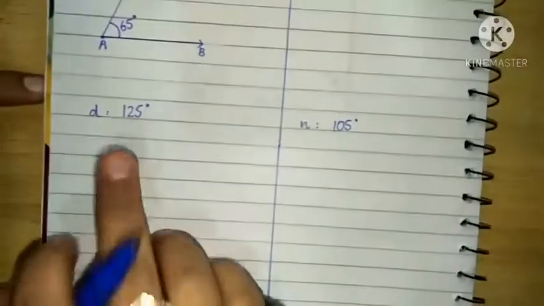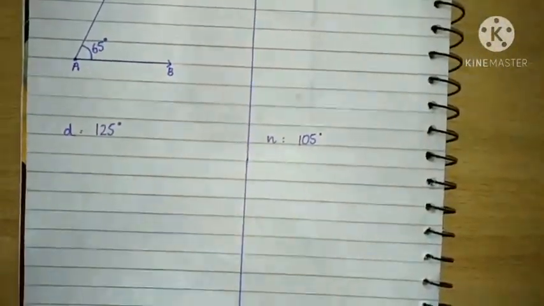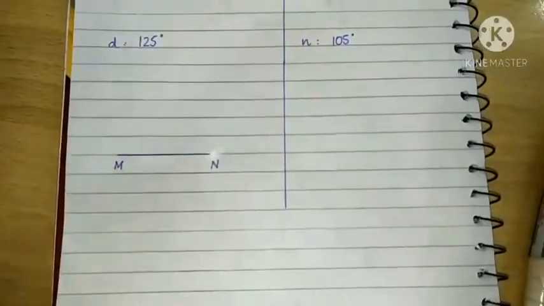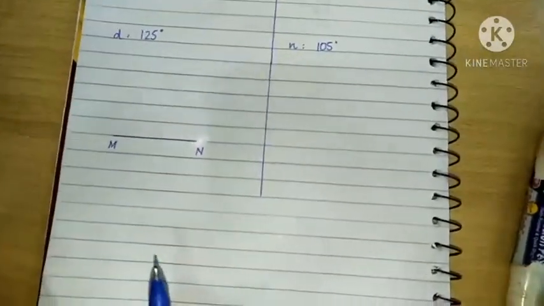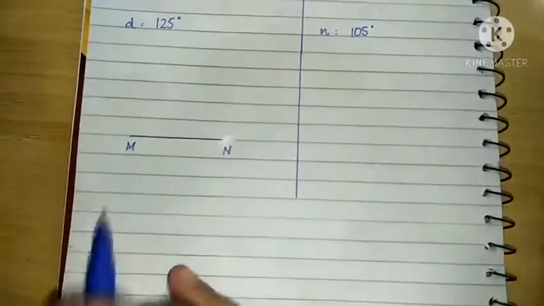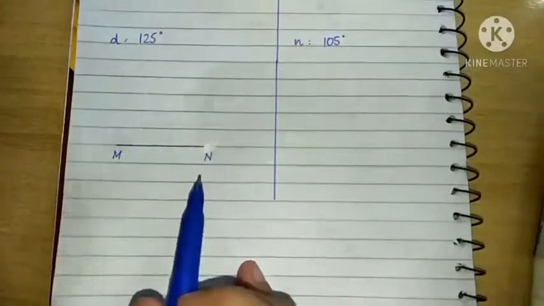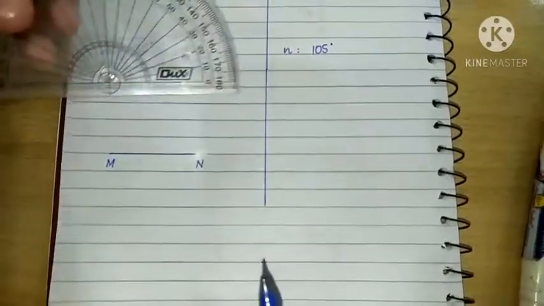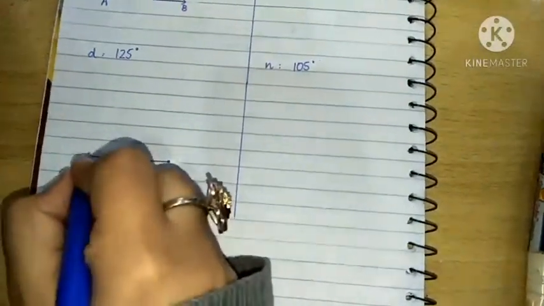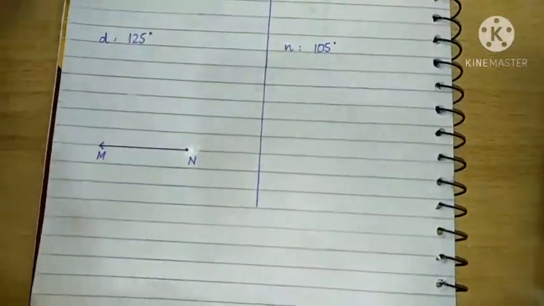Now we will do part D, that is 125. Students, I have taken the measurement of any length with the help of our scale. Now I am going to draw the angle of 125 with the help of my protractor. Place the protractor on this point. This is a ray, so I will mark this like this.